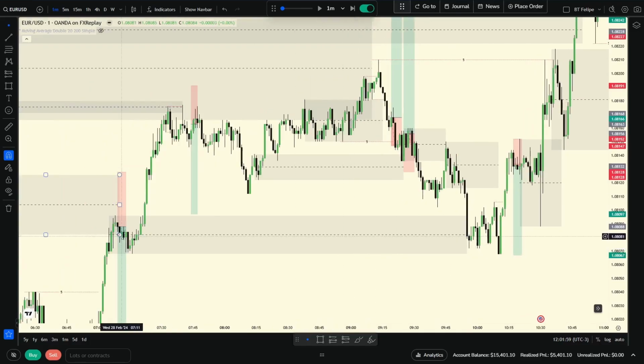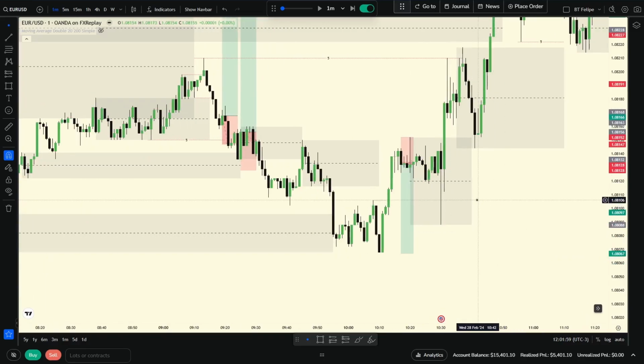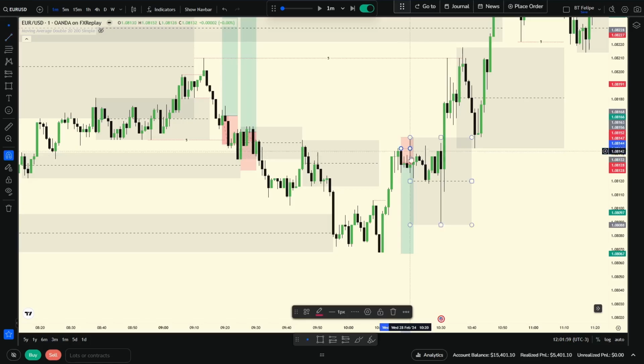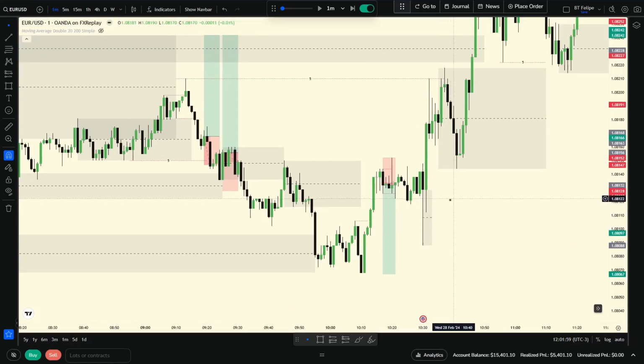And then here was another POI, but I was waiting for M1. Maybe I could have longed here somewhere, like this. Manipulation, tapped into this POI. I probably would have used like this, the 50%, and it was not going to be tapped.